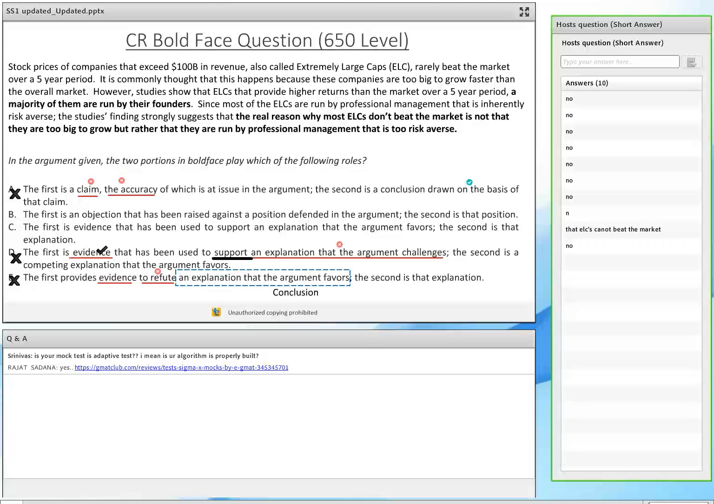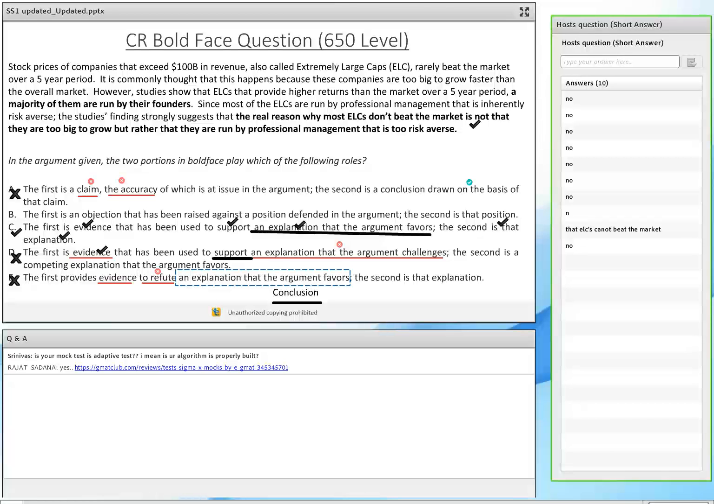Okay. Now let's look at the correct choice, which is choice C. Choice C says the first is evidence that has been used to support something. What is that something? An explanation that the argument favors. What is an explanation that the argument favors? As we said, it's our main conclusion. And as we looked at in our pre-thinking, it does indeed support that. And the second is that explanation. Yes, the second is indeed the main conclusion when you look at the second over here. All aspects of choice C are correct, which is what makes choice C our correct answer.